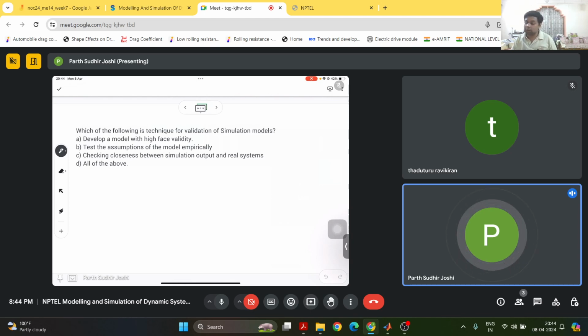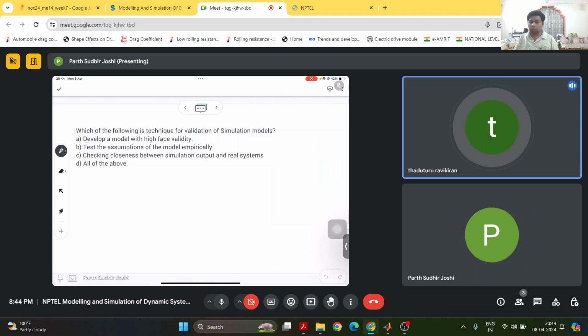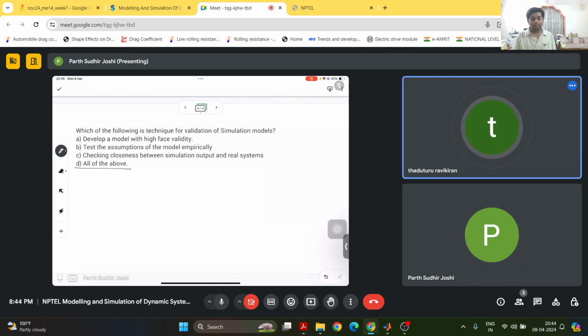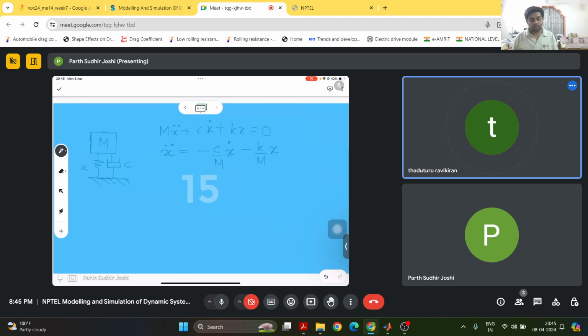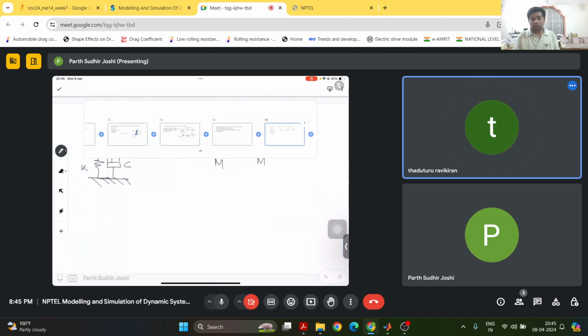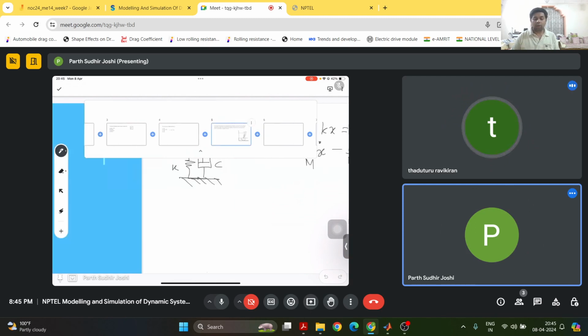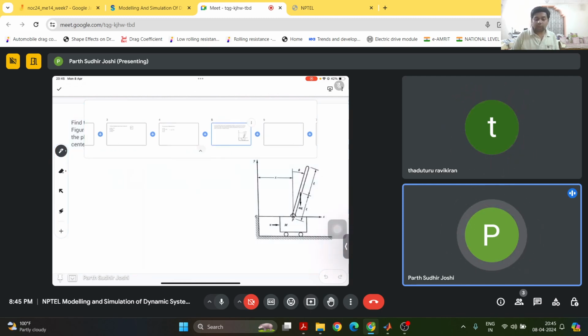So which one do you think is the correct answer to this question? I think all, right? Yes, it is true. All the options are basically techniques for validation of simulation models. Okay. Yeah, so that's all in terms of the simple multiple choice questions that we had.